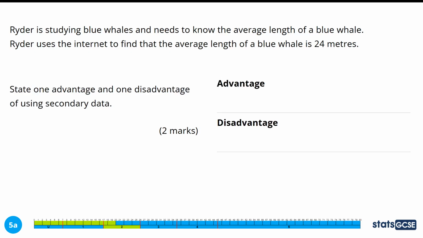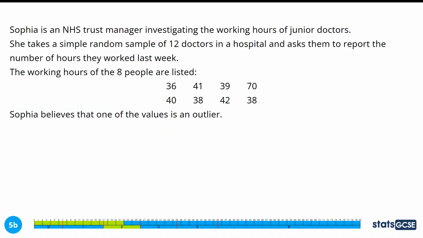State one advantage and one disadvantage of using secondary data. One advantage is that it's cheaper to collect, and one disadvantage is that Ryder can't control the quality of the data. Sophia is an NHS trust manager investigating the working hours of junior doctors. She takes a simple random sample of 12 doctors in a hospital and asks them to report the number of hours they worked last week.